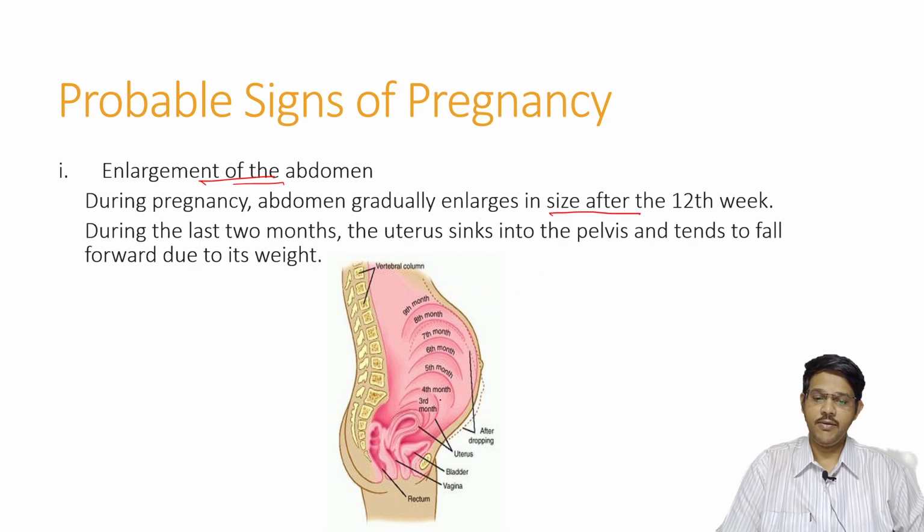So you can see the third month to fourth to fifth month it is present near the umbilicus, and as pregnancy progresses it reaches up to the sternum, and then the head descends again at around the 10th month, it descends into the pelvis. During the last 2 months the uterus sinks into the pelvis and tends to fall forward due to its weight.